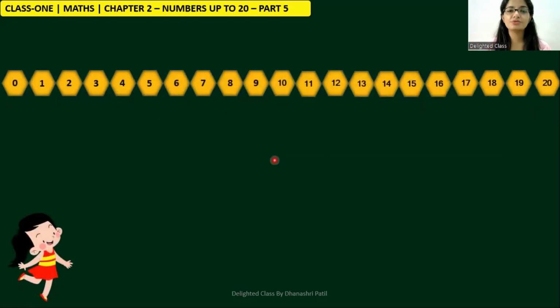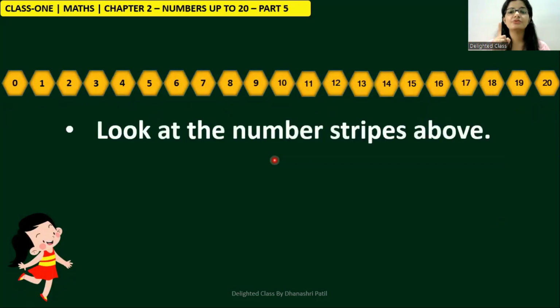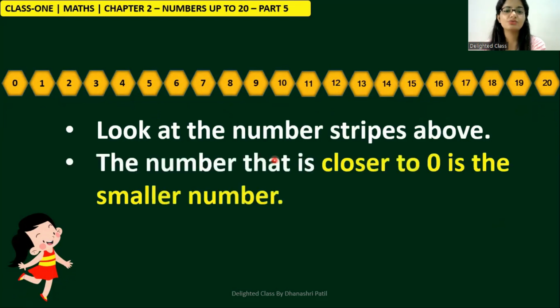ठीक है, so now see, we already know this is our number strip. Okay, so now look at the number strip carefully. यहाँ पर 0 to 20 numbers लिखे हैं number strip के ऊपर, right? And now the numbers that are very close to 0 are smaller number. 0 के पास जितना पास number होगा वो उतना small होगा. Okay, so now we can say 1, 2, 3, 4, 5. These are smaller numbers, right?